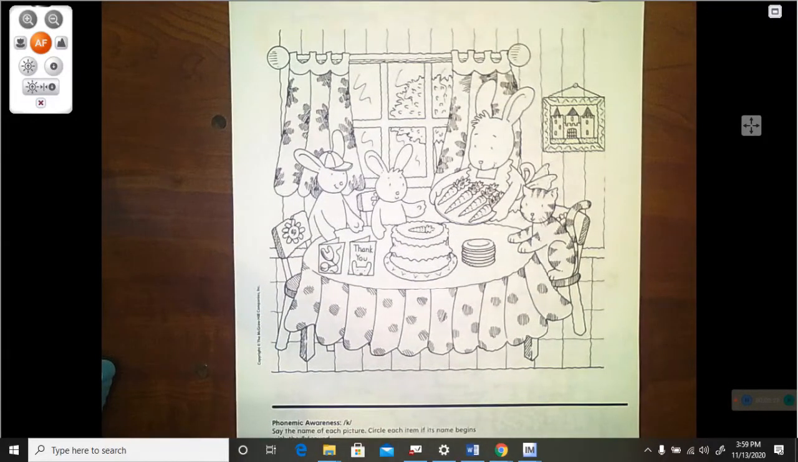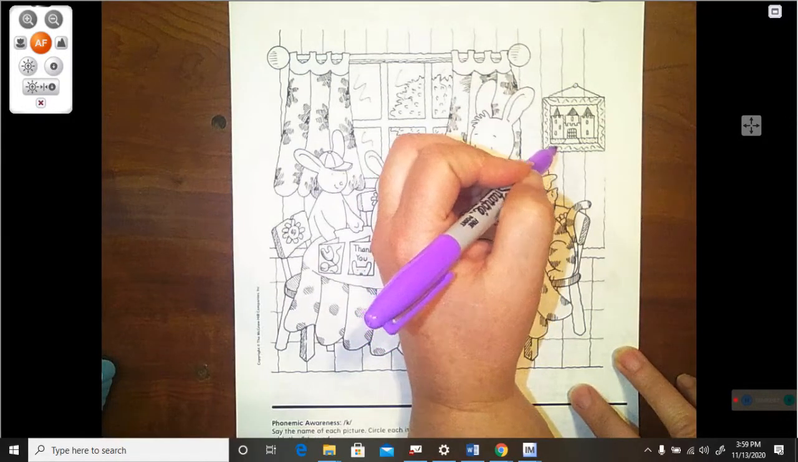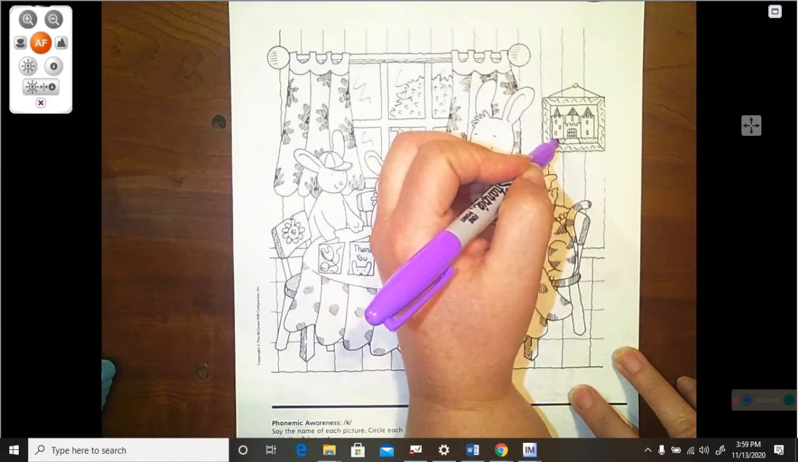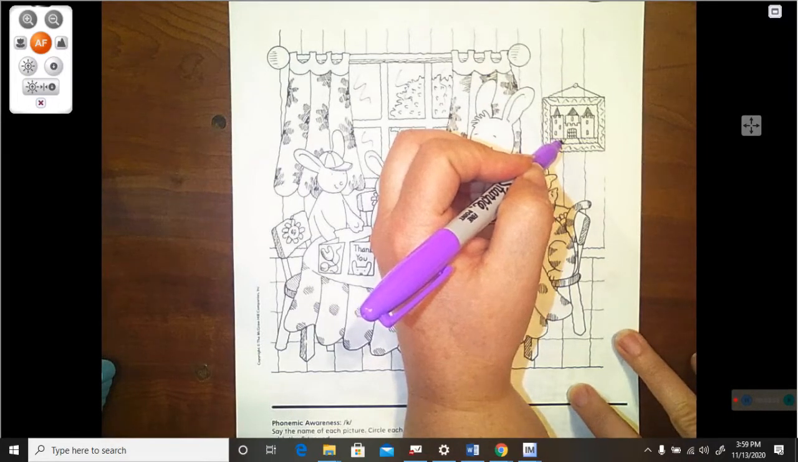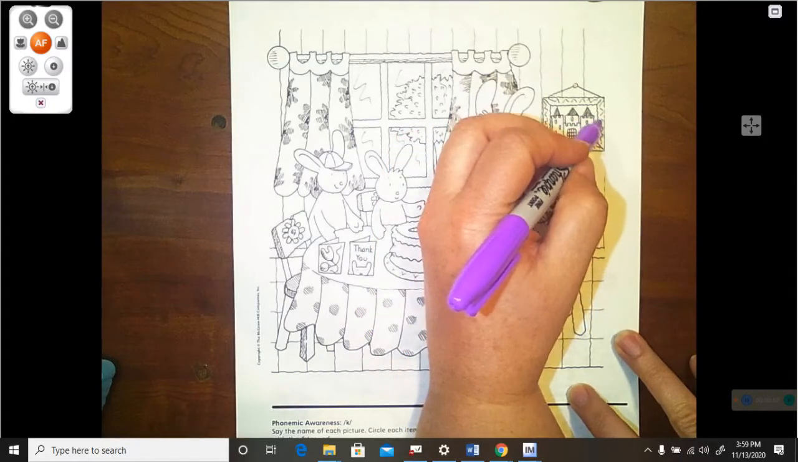On this page, we see a picture with a lot of things in it. Now we need to look and see if we can find anything that begins with the k sound. That's with the C sound. So let's look at this picture here. What is that a picture of? It is a castle. Does castle begin with the k sound? Yes, it does. Circle the castle.